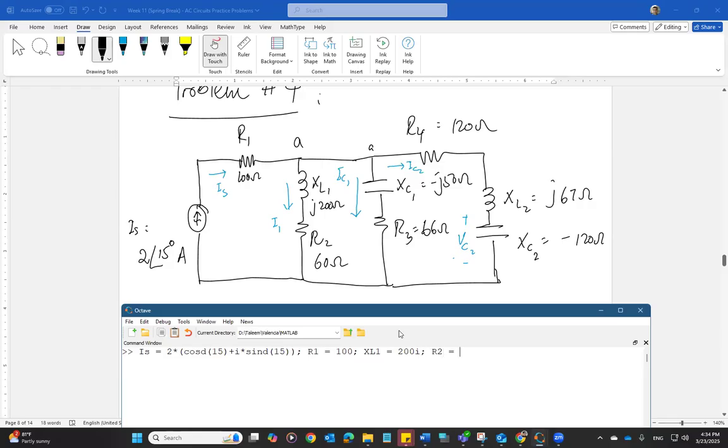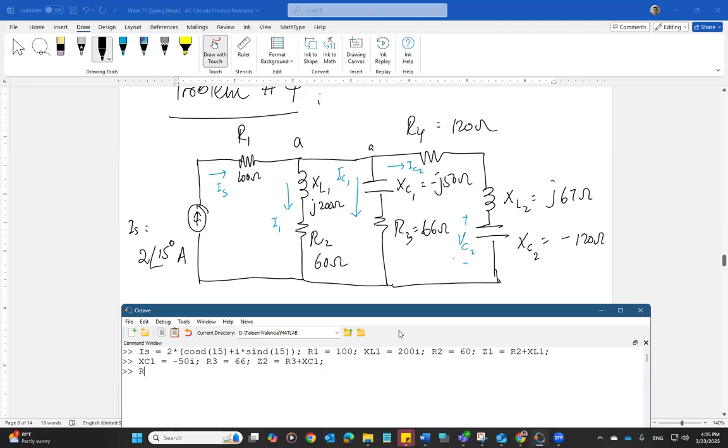R2 is 60, and I'm going to define my Z1 as R2 plus XL1. That's my C1. And then I'm going to define my XC1 as -50j, and R3 is 66 ohms, and my Z2 is R3 plus XC1.